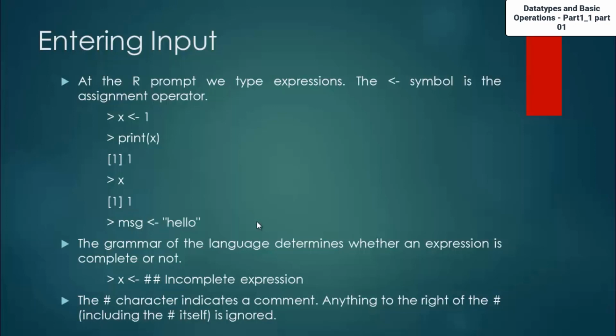Now, R also has a grammar associated with it, which follows certain semantics and syntax. Here, for example, when you assign a hash to x, it will give you an incomplete expression. The hash character indicates a comment. Anything to the right of the hash, including the hash itself, will be ignored, which is a comment. As in the programming world, a comment is used to describe what exactly the line of code does. Here, the assignment operator after x is followed by a hash, which means nothing is assigned to x and it will give you an incomplete expression.